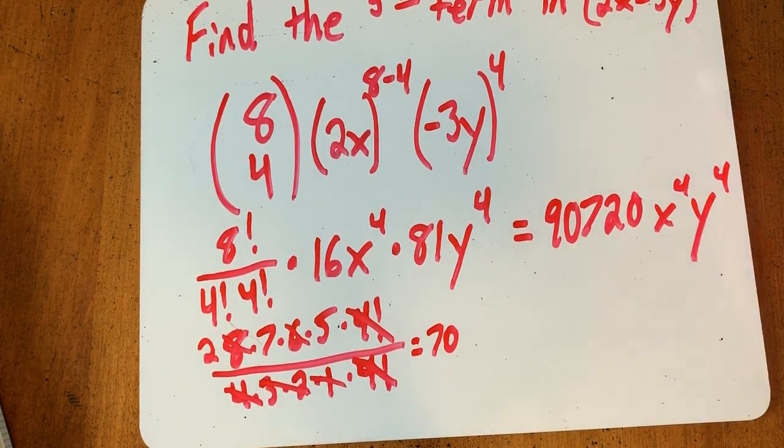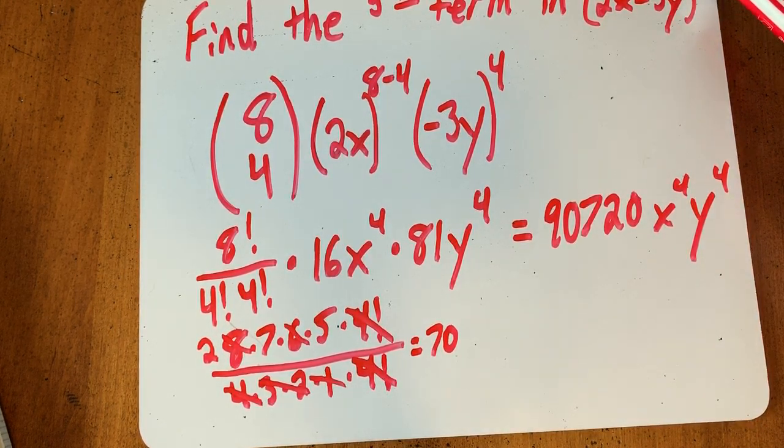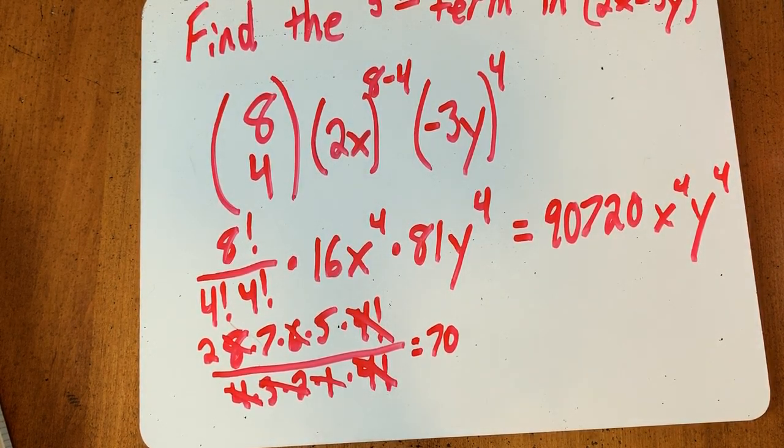And doing it this way, you didn't need to find out rows 0 through 7 before you got to this term. All right, so that's just binomial theorem. Just another way to do binomial expansion. It's more efficient than Pascal's triangle, but it's not as easy to remember as Pascal's triangle.